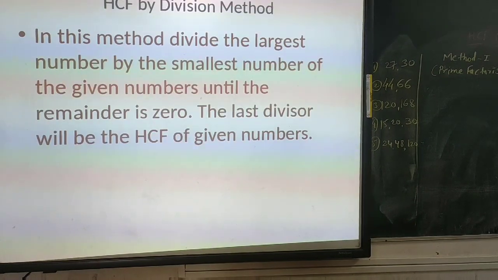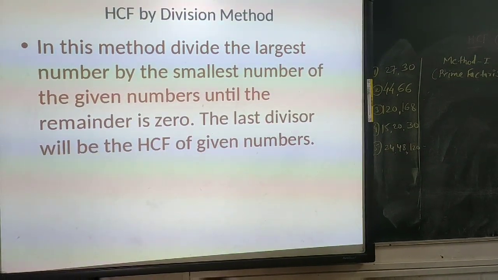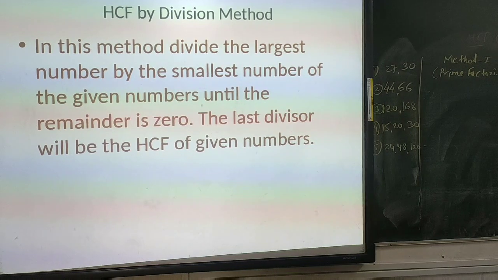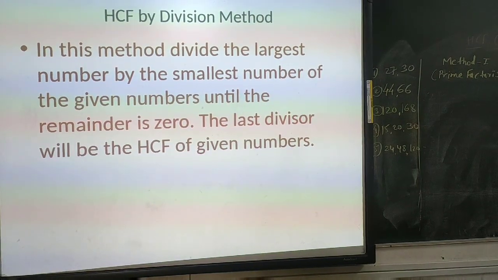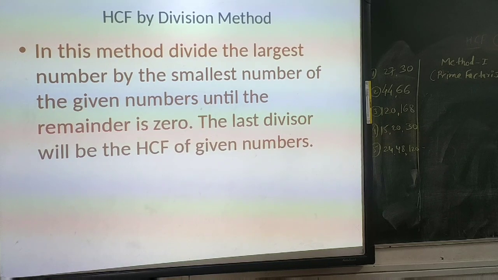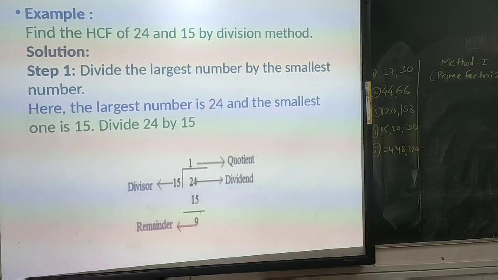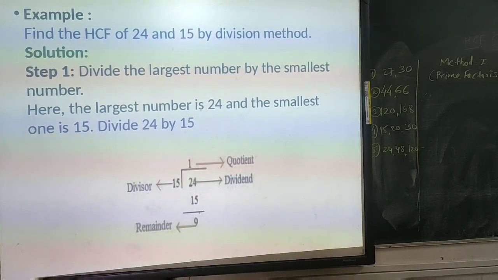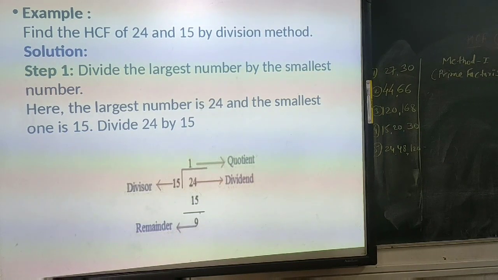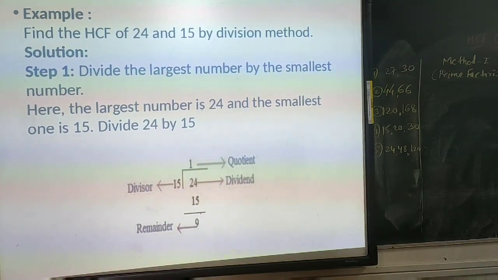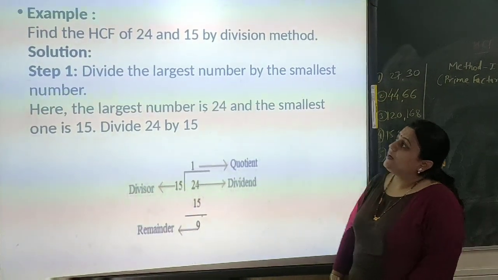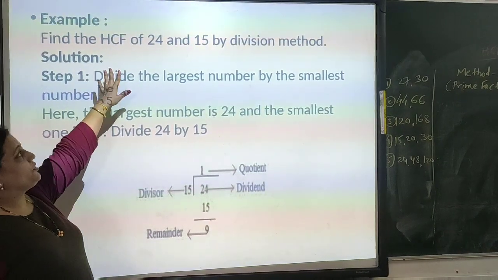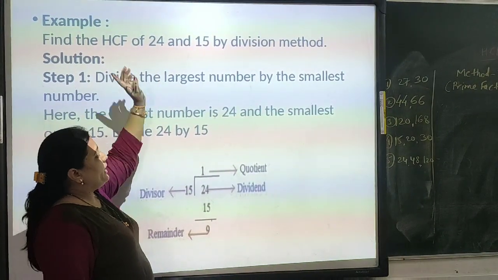Now see long division method. In long division method we have to divide the largest number by the smallest number. Until and unless we get remainder 0, we have to continue with the division. How to do? See here. I am taking the same example here. Find the HCF of 24 and 15 by division method. So first step is divide the largest number, means biggest number, by the smallest number. So here 24 is the biggest number and 15 is the smallest number. So we will divide 24 by 15.